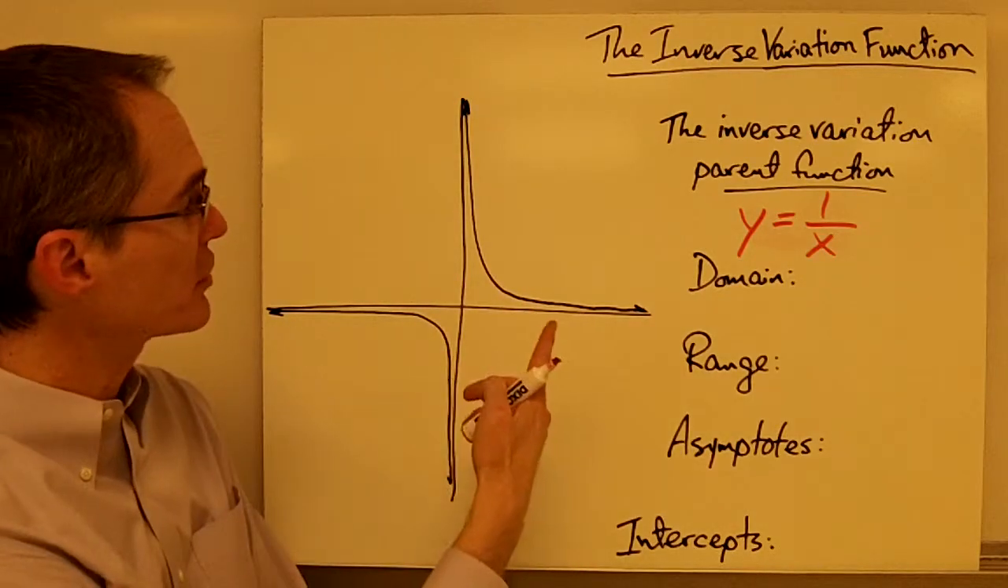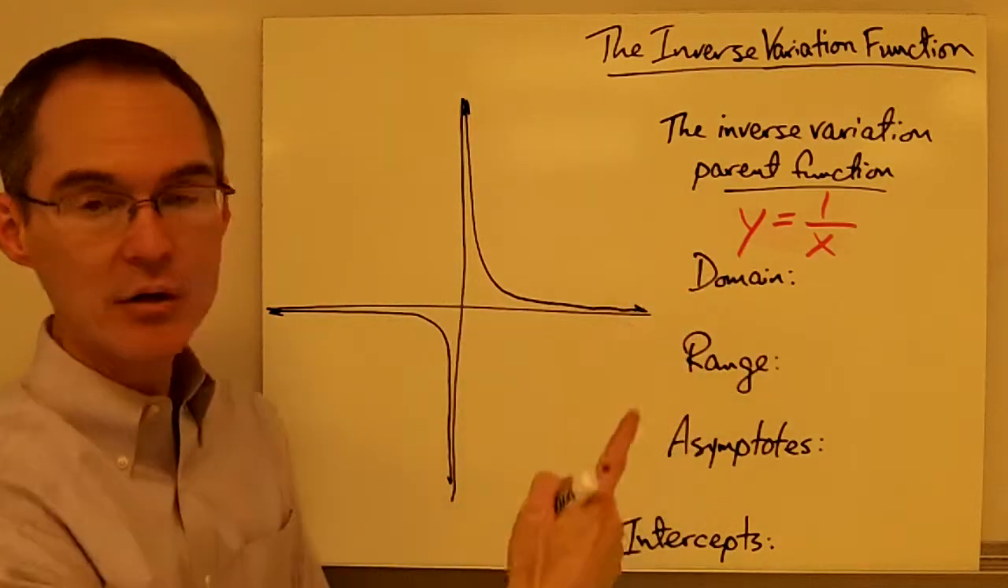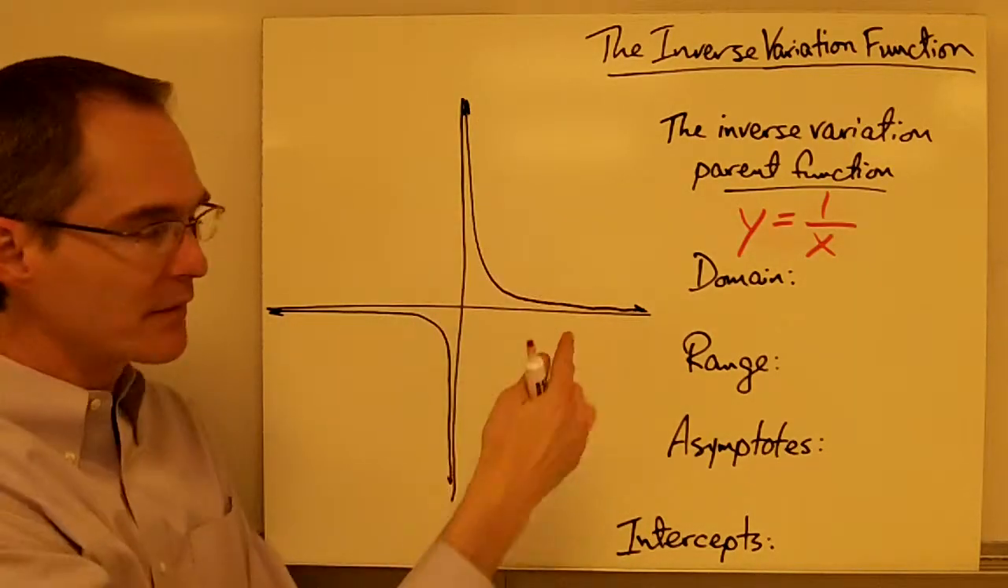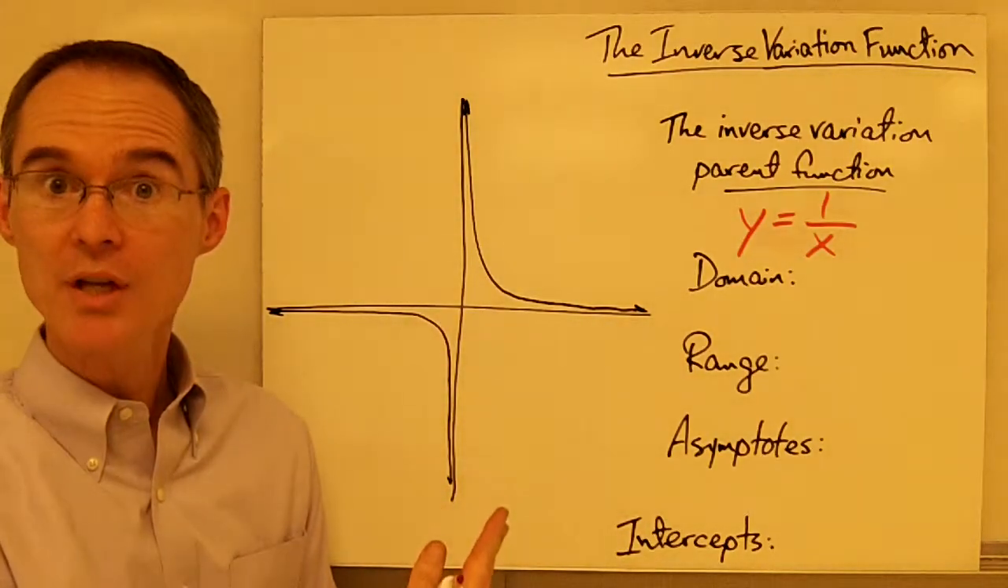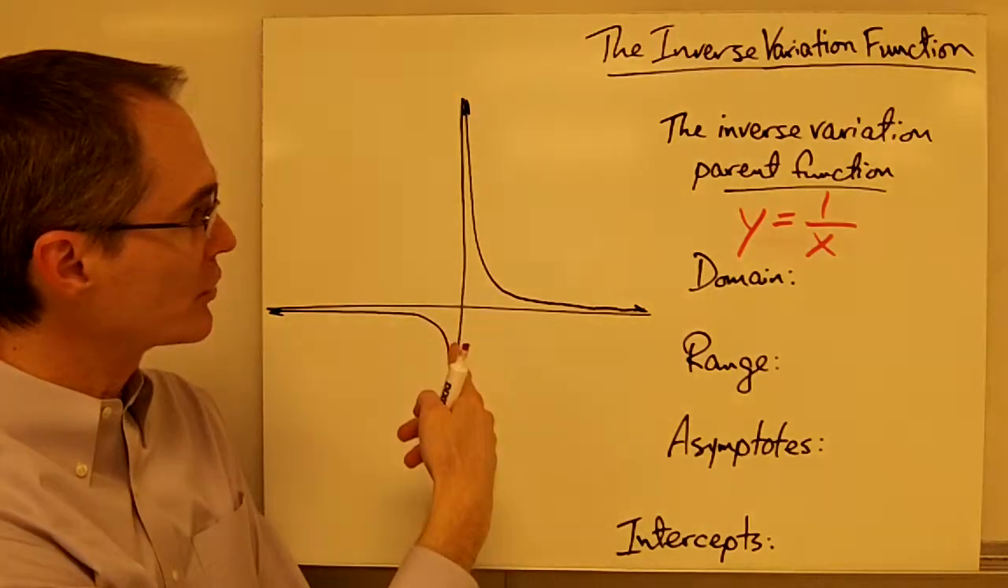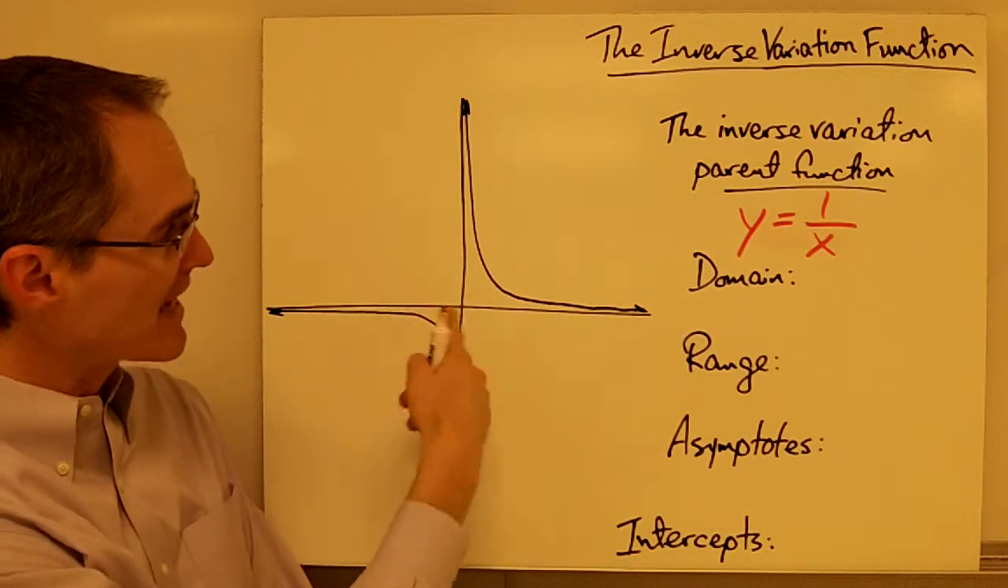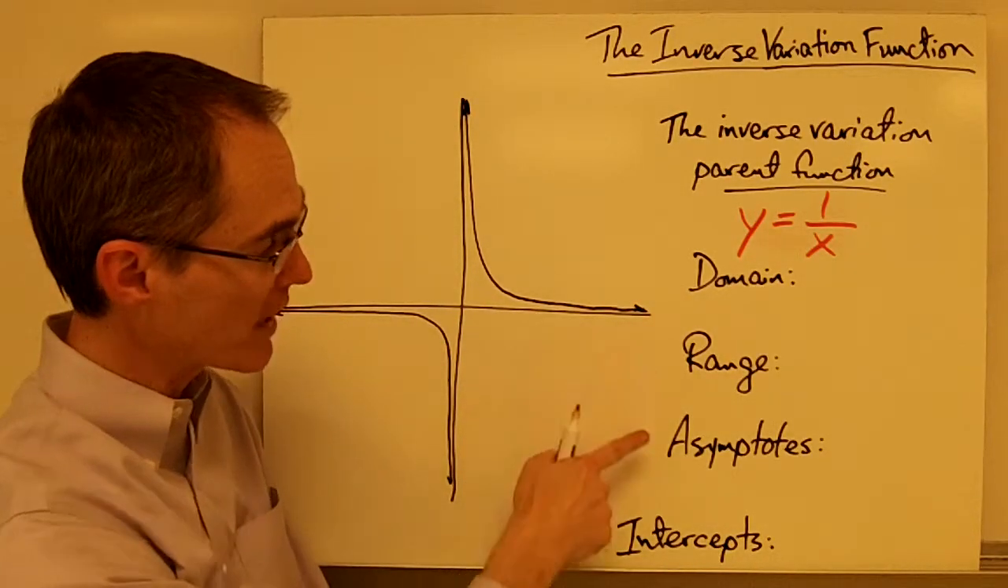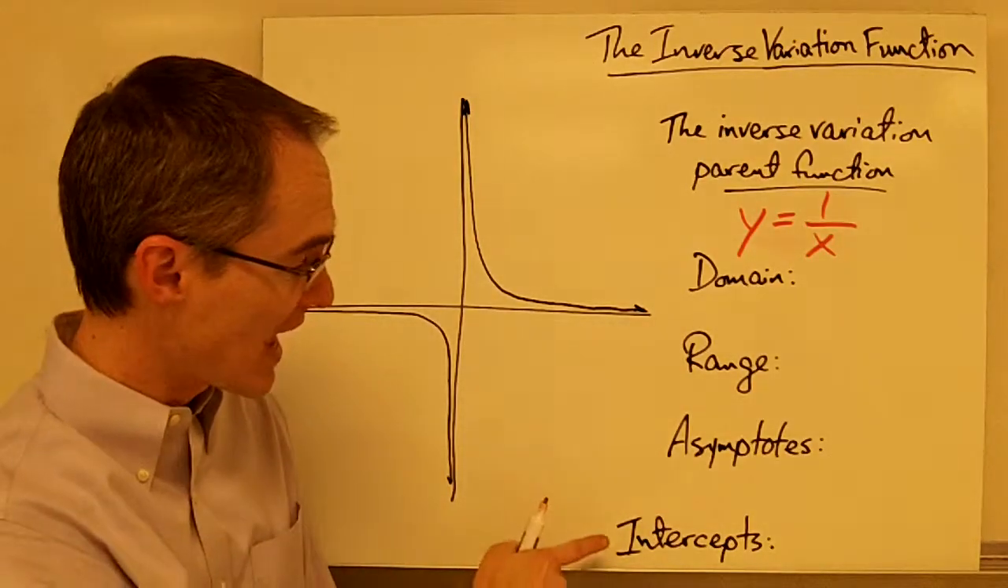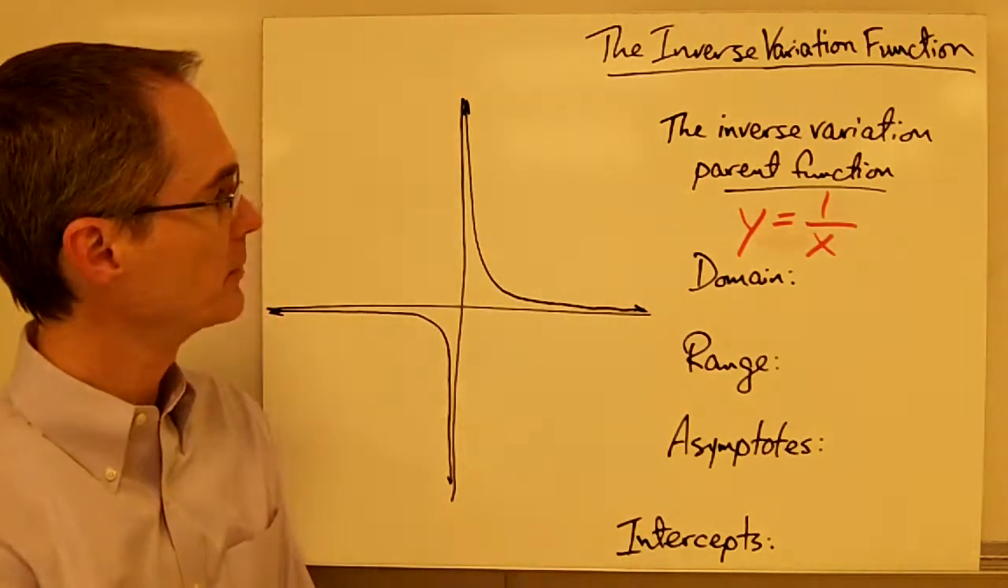It's a function that, even though it's just a single function, is actually made up of two separate parts that don't touch. And as we're going to see, this has some effect on the domain and the range and the asymptotes and the intercepts of the function.